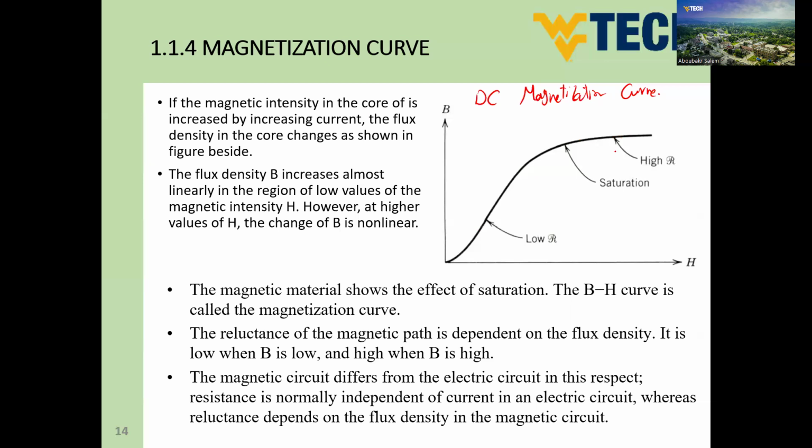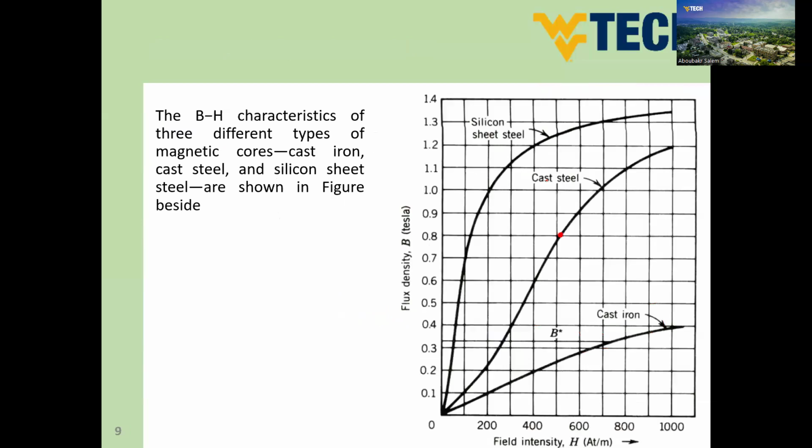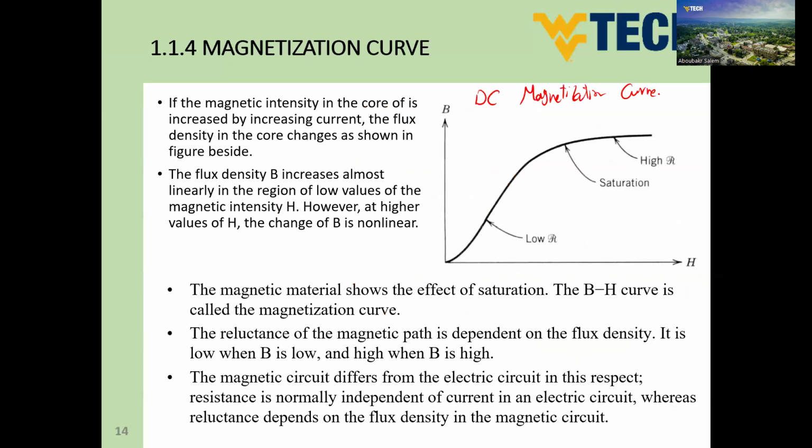Okay, so for any magnetic material, guys, in order to make analysis, you have to know the BH curve. The BH curve is nothing but the relation that we have here. So this is the BH curve of silicon steel, of cast steel, of cast iron. If you would like to make an analysis for any electromechanical device, you have to have the characteristic of this device, the BH curve. Now, we need to elaborate more about the meaning.